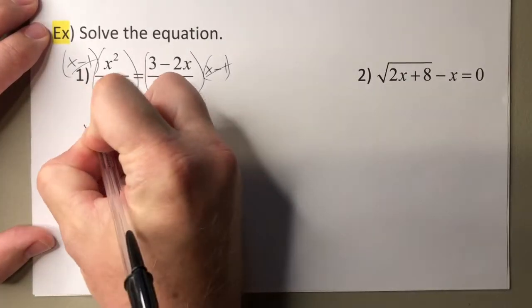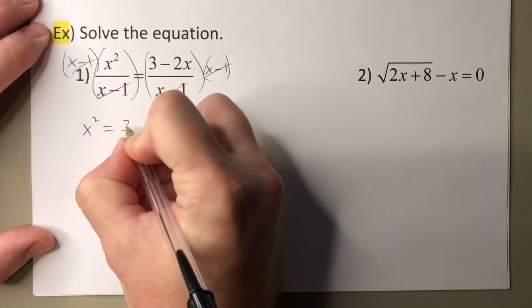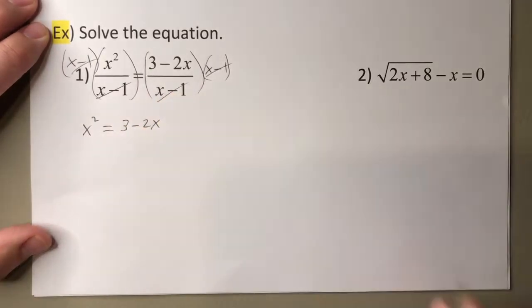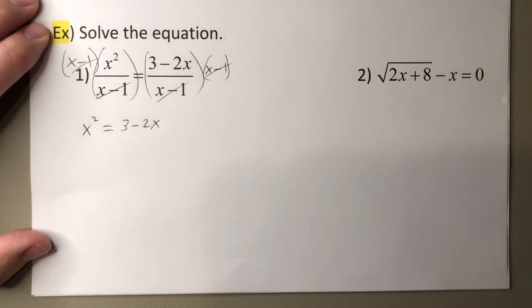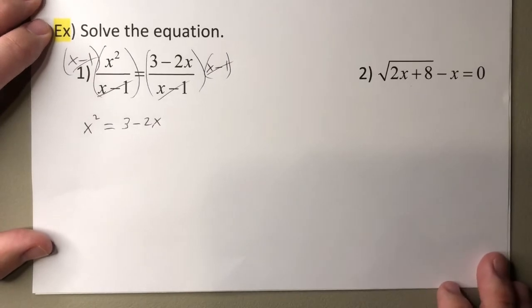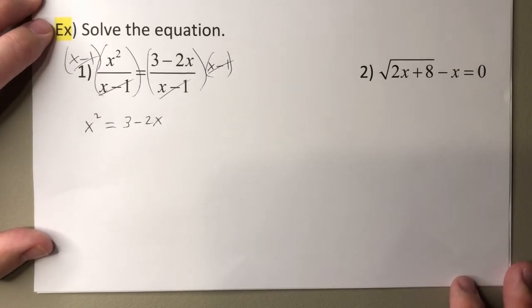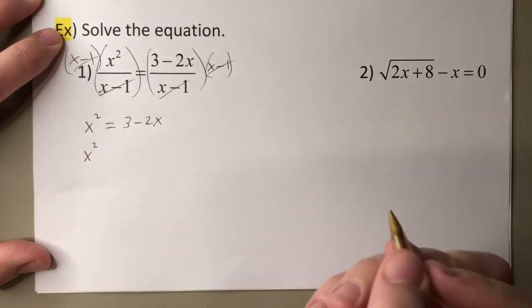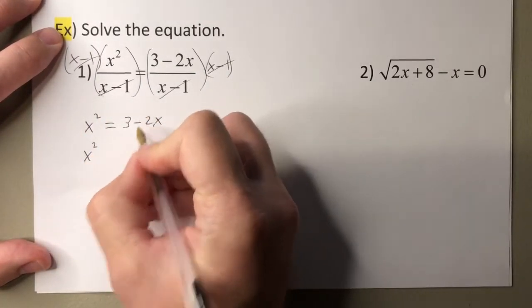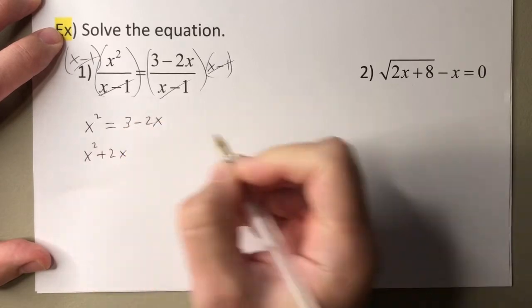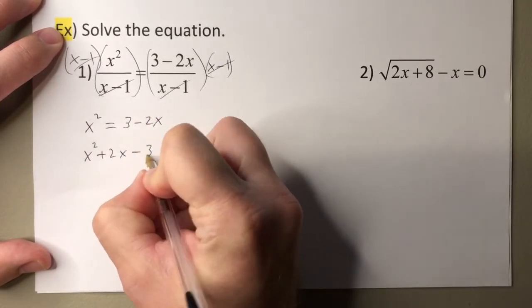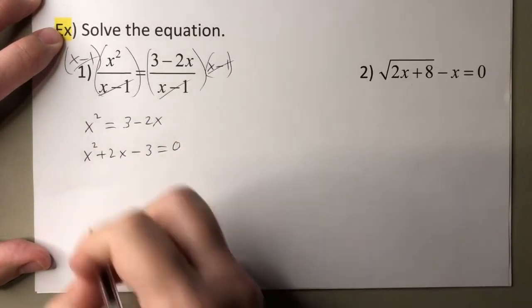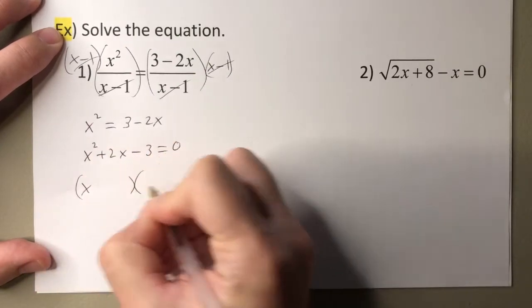We get x squared is equal to 3 minus 2x. All right, so at this point, I'm going to set it equal to 0 and see if I can solve it by factoring. I like, again, to keep my quadratic term positive. I'm now going to add 2x to both sides, and then I'm going to subtract 3 from both sides. And yes, I'm pretty confident we can all factor this one.